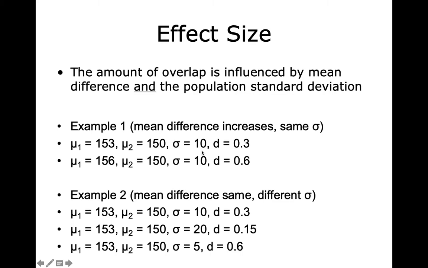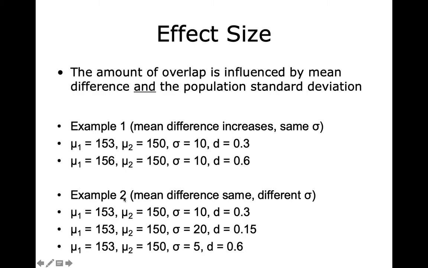That produces a d of 0.3. Well, if we're talking about the same population standard deviation, but our LSAT prep class increased scores by 6 points, all else equal, you can see that will produce a bigger d. So the amount of overlap is influenced by the mean difference. That's one factor. You can go back to the previous pictures and imagine those two distributions, those two curves, more separated. They're further apart when d is 0.6. It means there's less overlap.